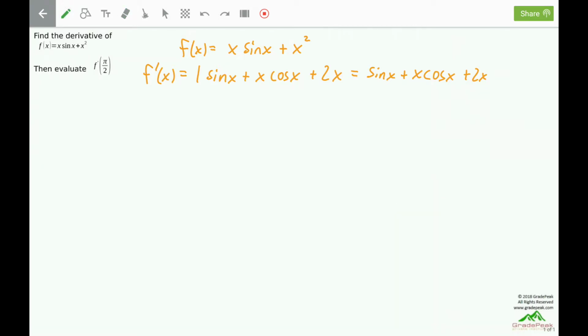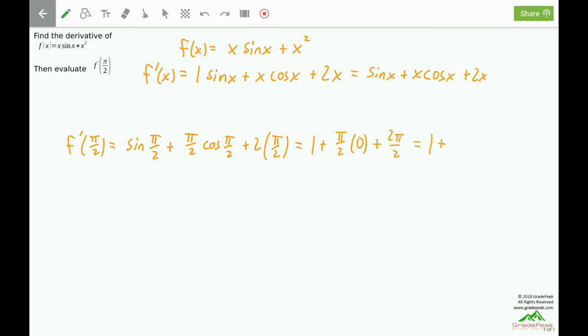The next thing we need to do is evaluate f prime of pi over 2. Plug in pi over 2 for each of the x's. Sine of pi over 2 plus pi over 2 cosine of pi over 2 plus 2 times pi over 2. The sine of pi over 2 is a 1. The cosine of pi over 2 is a 0. And then 2 times pi over 2 is 2 pi over 2.